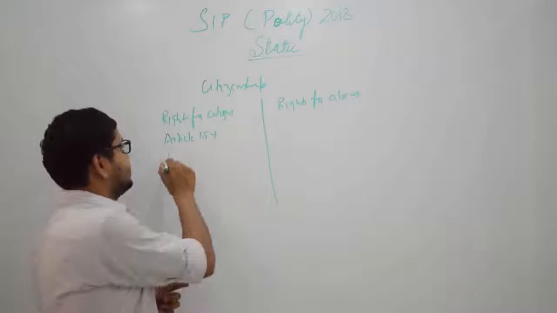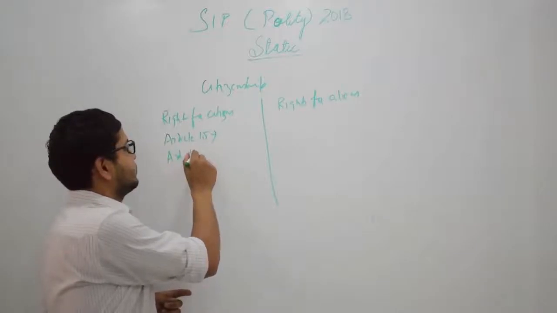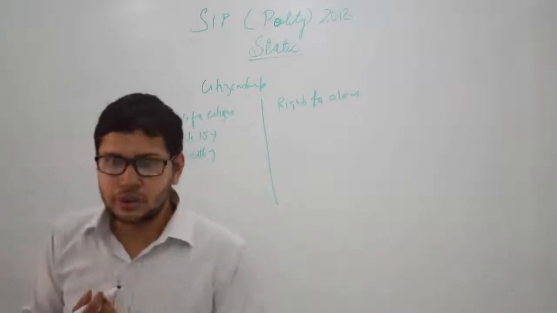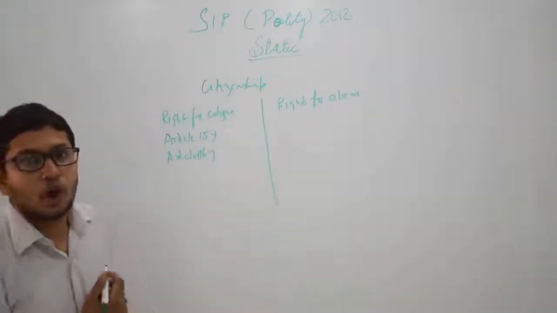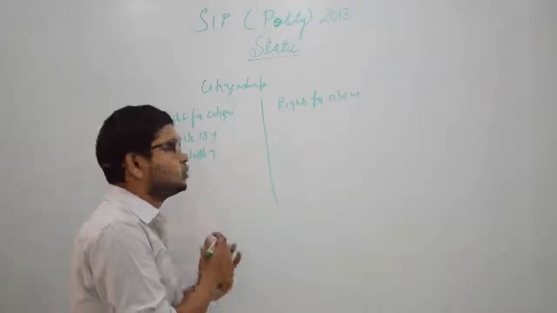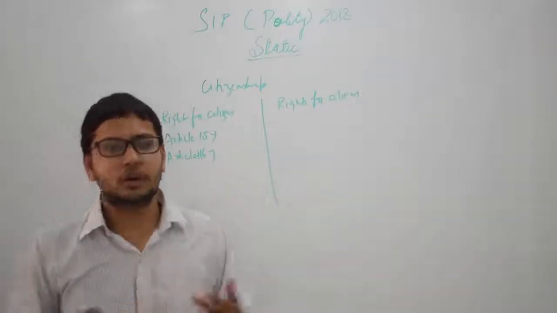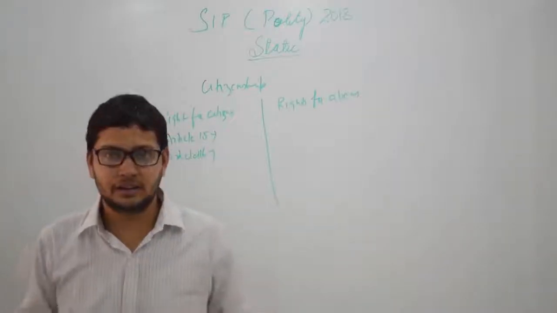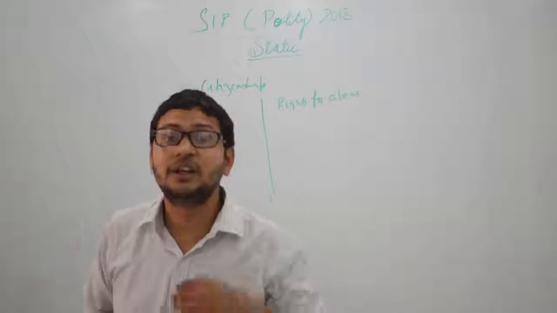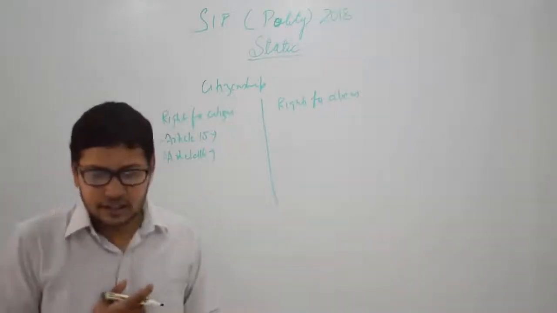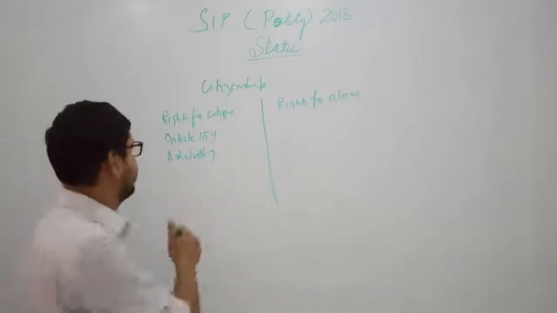Then Article 16, which is equality of opportunity in matters of public employment. This is again given only to citizens. So a foreigner cannot become an IAS officer in this country. You have to be a citizen of this country to appear for the UPSC exam, right? Next is Article 19.